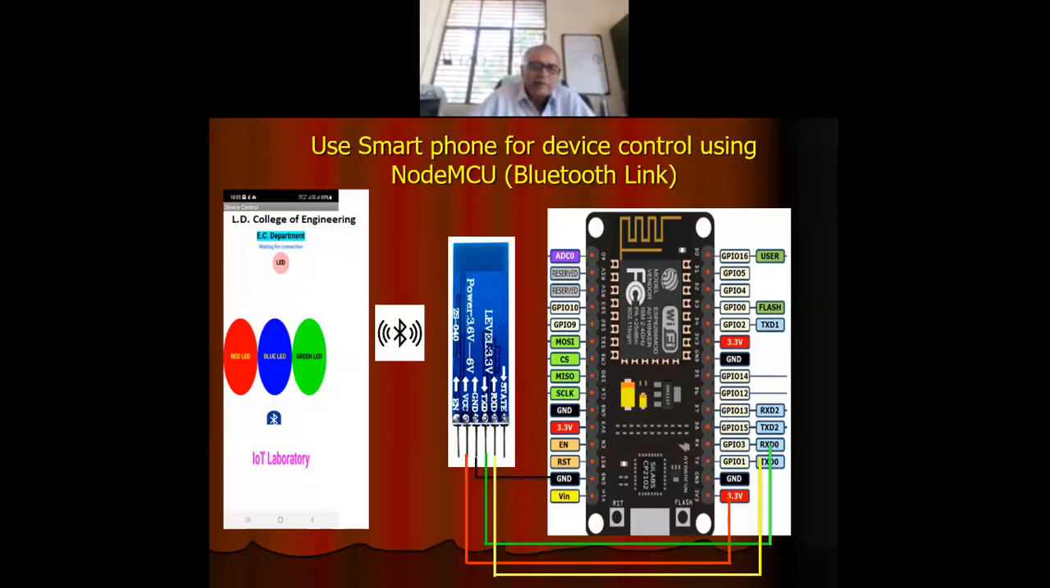And then we can have an application. Nowadays, a lot of ready-made applications are available, but you can also make your own application using MIT App Inventor. And in MIT App Inventor, you can put some buttons like this, and with the help of the buttons, you will be able to control the devices on a Node MCU. So this is actually using a Bluetooth link that you can do.